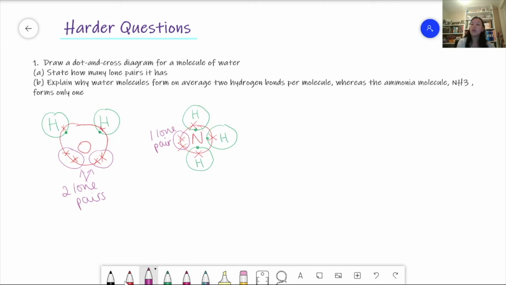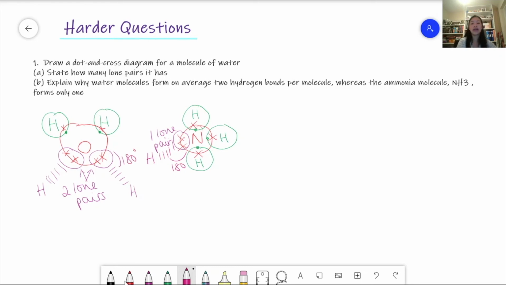But with water, water has 2 lone pairs. So on average, it can form 2 hydrogen bonds because this one here can form a hydrogen bond with a hydrogen. And this one can also form a hydrogen bond with a hydrogen. Whereas with the ammonia molecule, it can only form one because it only has 1 lone pair. So it'd only have one going off in this direction. With a hydrogen, that would be 180 degrees, and these would all be 180 degrees.